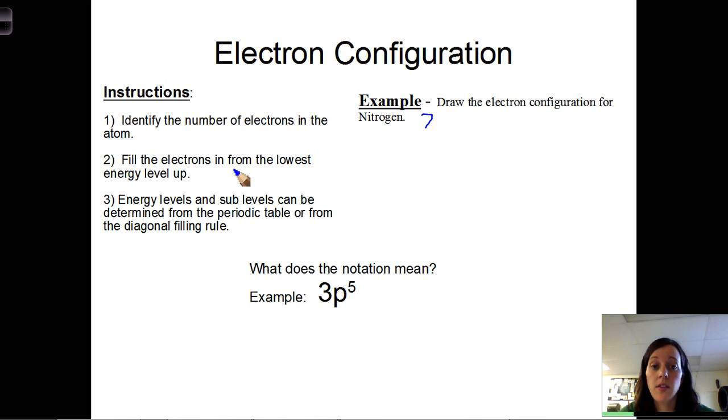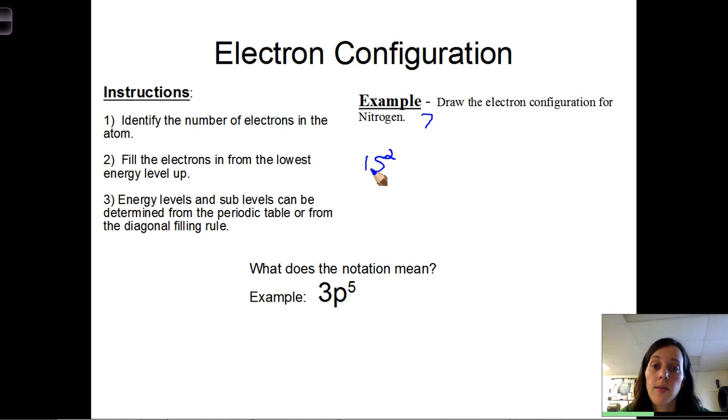We need to fill the electrons in from the lowest energy level. We always start with the first energy level. Looking at the first energy level, the first sublevel is always S, and 2 electrons can fit in that S sublevel. So we're not going to draw arrows or anything here. We're going to put a superscript 2 to indicate that there's 2 electrons in there.